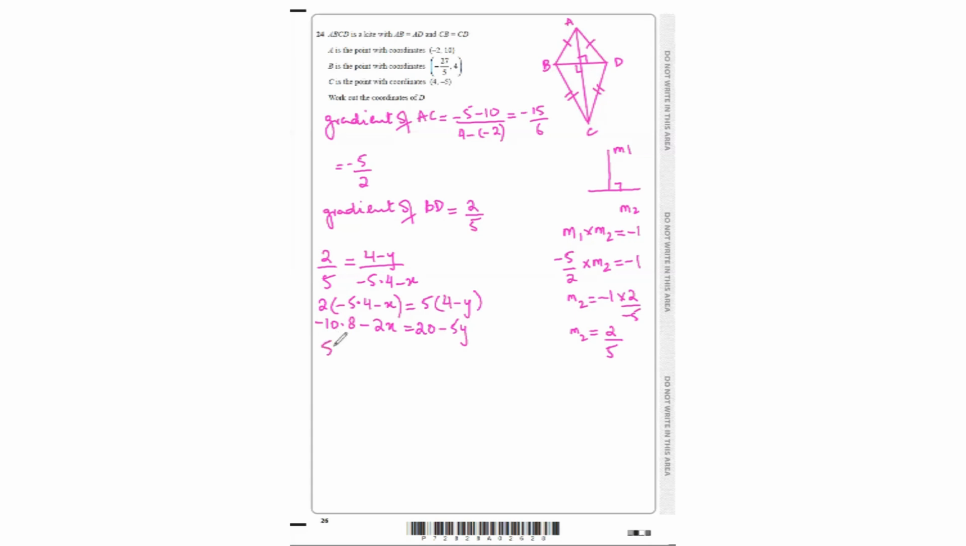5y comes to the other side, so 5y minus 2x equals 20 plus 10.8. So that's 5y minus 2x equals 30.8. This can be rewritten as 5y equals 2x plus 30.8. Divide everything by 5, and y equals 0.4x plus 6.16.